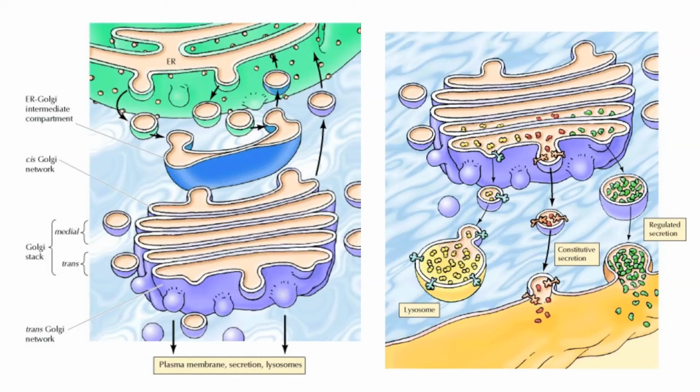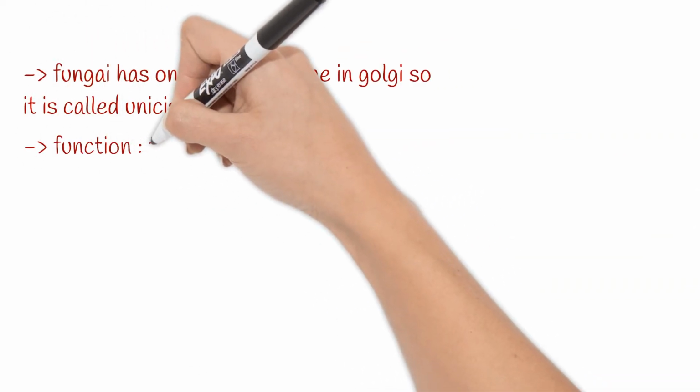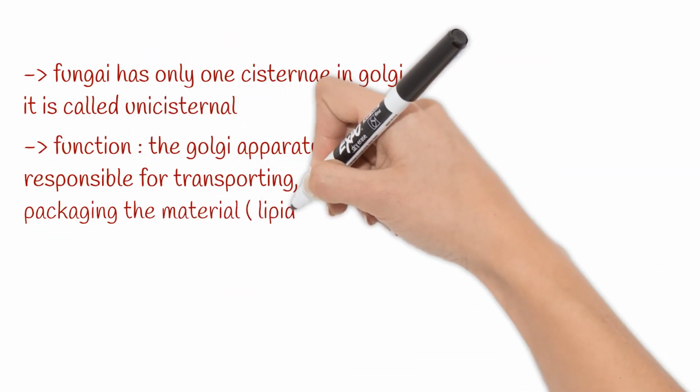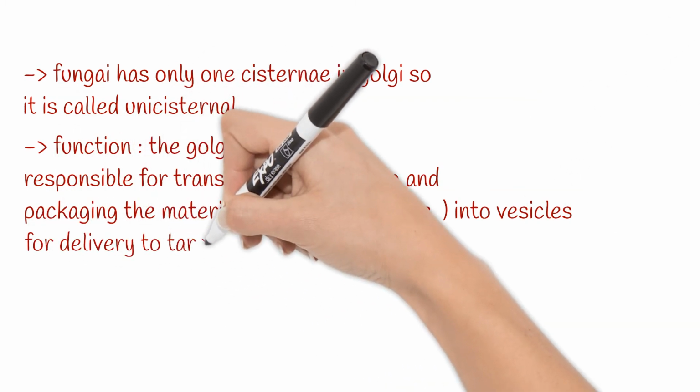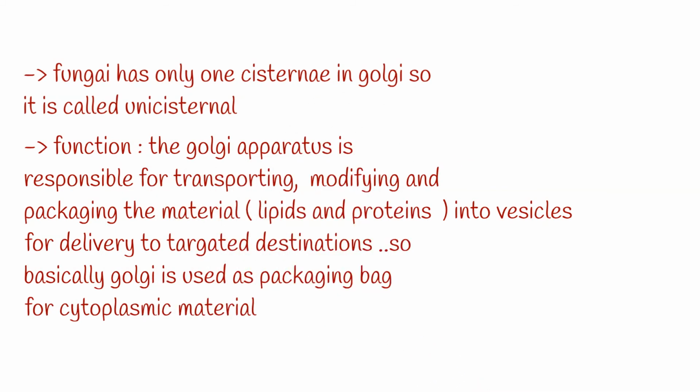Fungi have only one cisterna, which is why it is called unicisternal. The Golgi apparatus is responsible for transporting, modifying, and packaging material into vesicles for delivery to targeted destinations. So basically, Golgi is used as a packaging bag for cytoplasmic material. I have created a separate video which covers the Golgi functions in detail. You can find its link in the description box below.